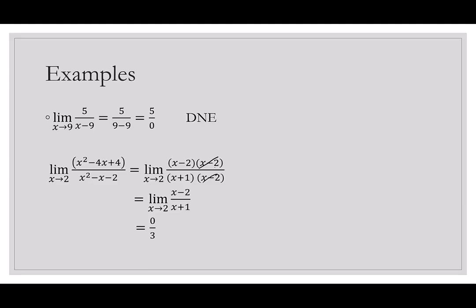The 2 gets to be plugged in. That gives me 0 over 3. Now don't just write 0 over 3. You want to do that one more step and go ahead and write that as a 0.